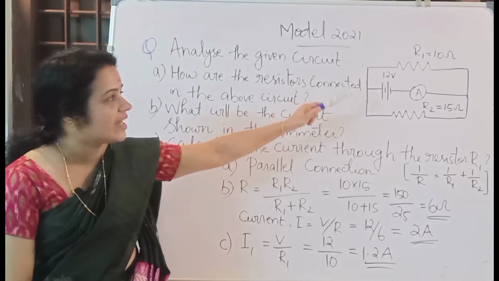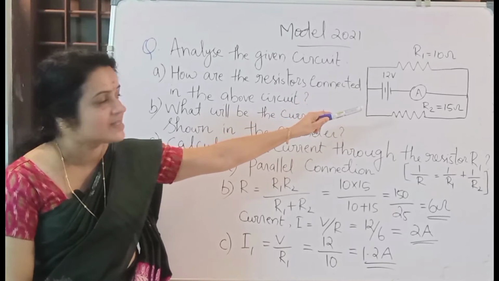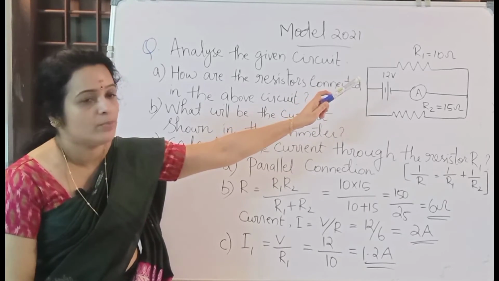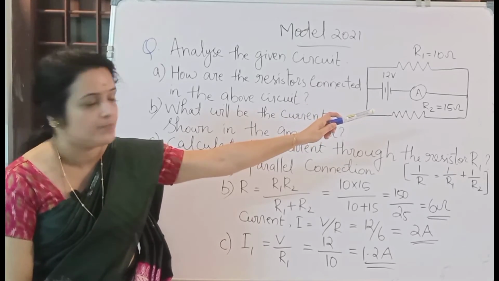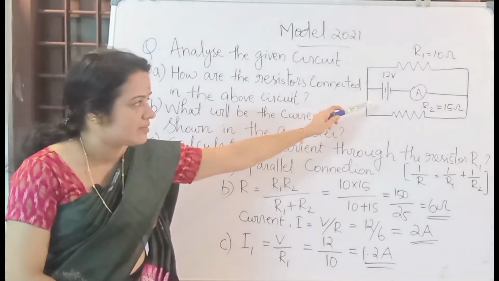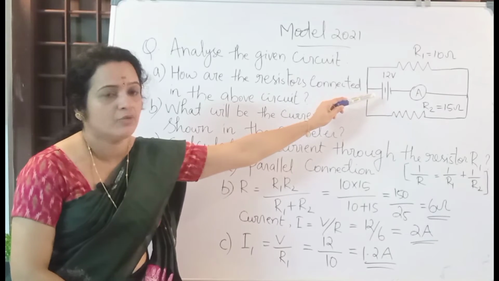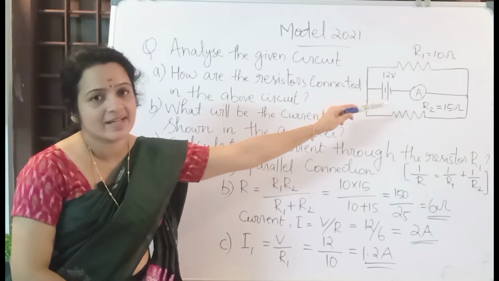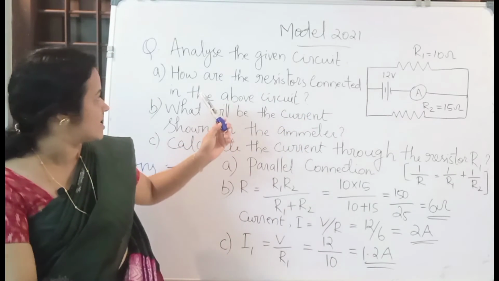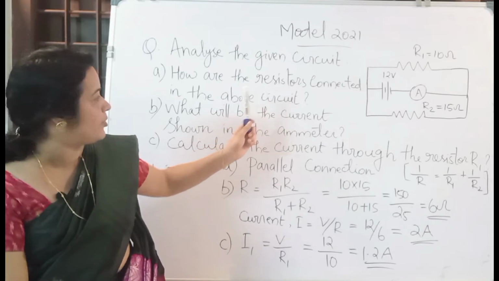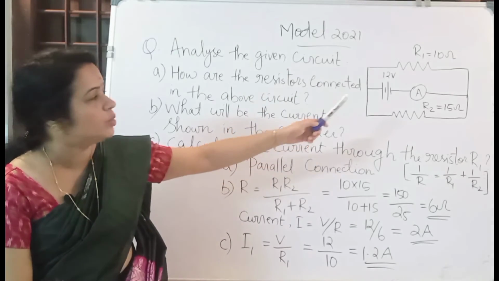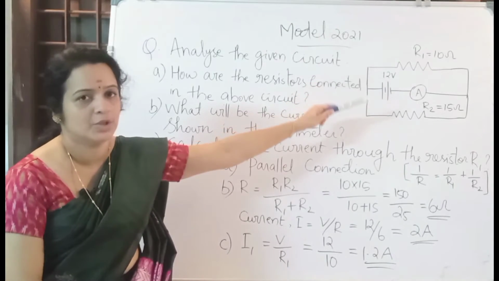So here R1 and R2 are the two resistors. That is, R1 is 10 ohm and R2 is 15 ohm. The potential difference is given as 12 volt and an ammeter is connected here. So in the first question we have to answer which type of connection is here, that means how the resistors are connected in the circuit.